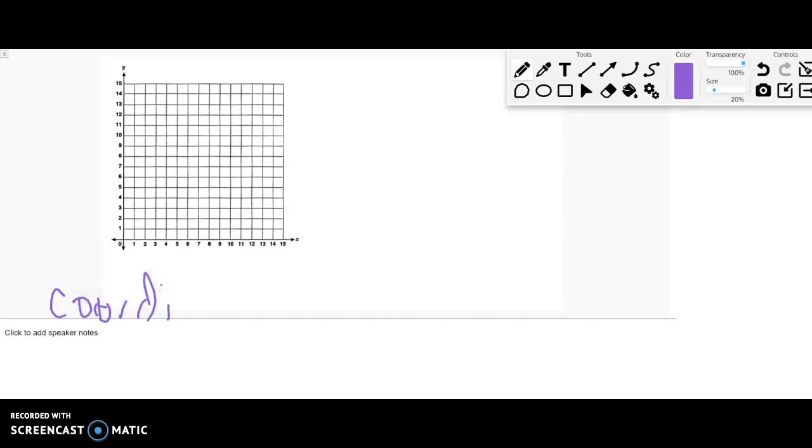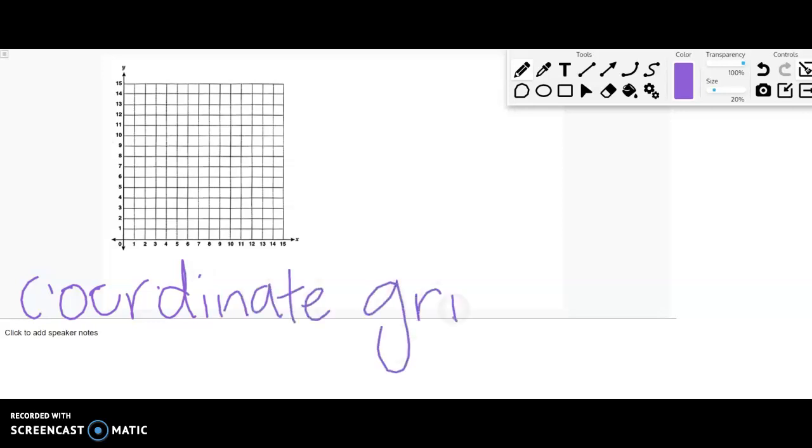Oopsies. Oh gosh, let's try that over. Coordinate grid. All right, that's better.